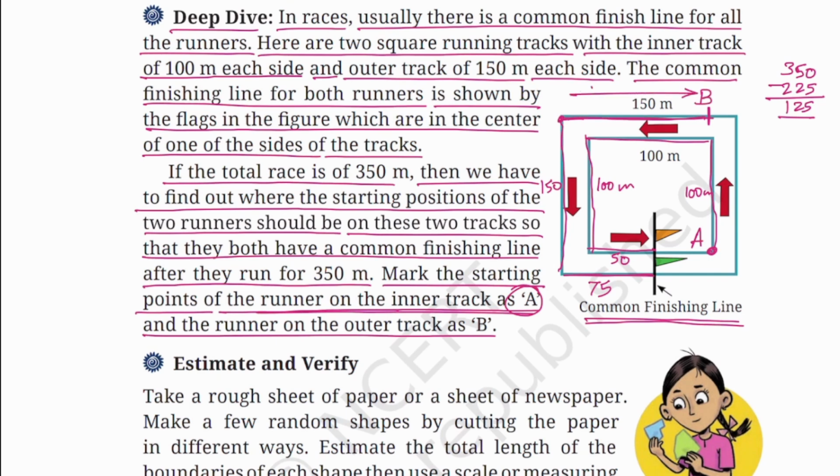This length is 125. This length is 150 meter and this one 75 meter. You can add them all. 125 first, then 150, then 75. You will get 350. So the starting point for outer track will be here, and for inner track it will be here.